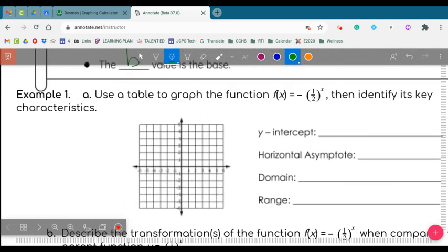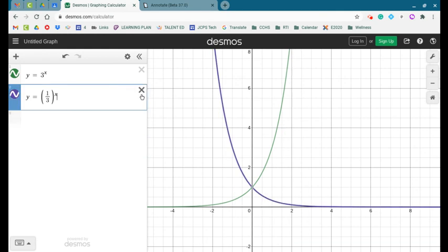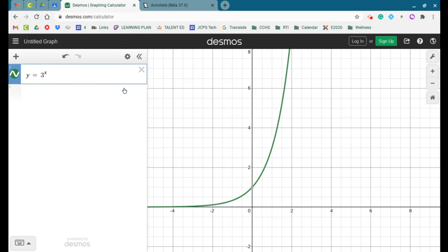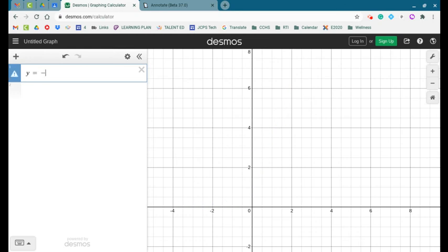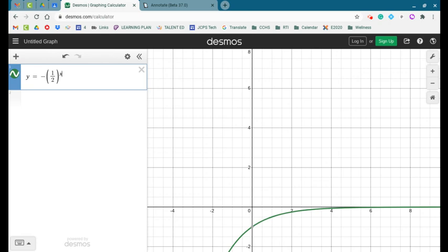So the first one we have, see how there's a negative in front of this? That means it's going to be a reflection. It says use a table to graph the function. So we're going to type it into Desmos. Let's clear off the previous ones. So we get y equals negative (1/2) to the x. So negative and then parentheses 1 divided by 2, and then hit your arrow to go over to do the parentheses. And then exponent x. Remember the caret button makes the exponent.